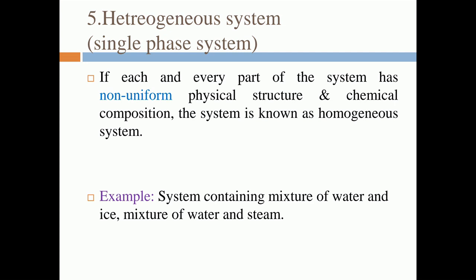Now heterogeneous system. If each and every part of the system has a non-uniform physical structure and chemical composition, then the system is known as a heterogeneous system. Example, system containing mixture of water and ice or mixture of water and steam is known as a heterogeneous system.